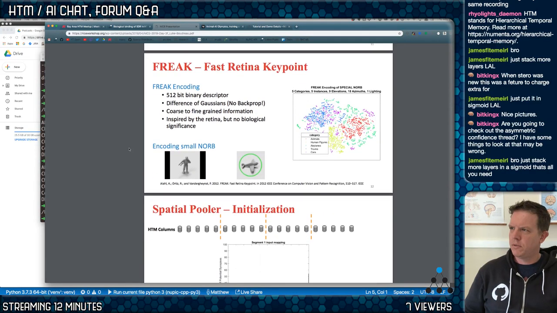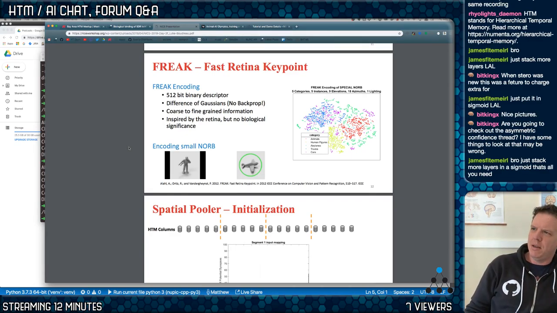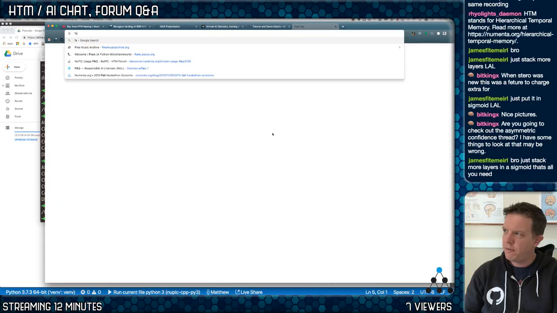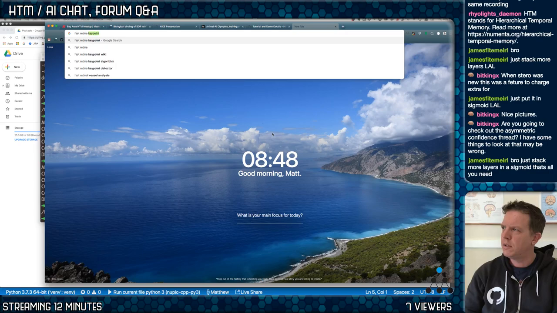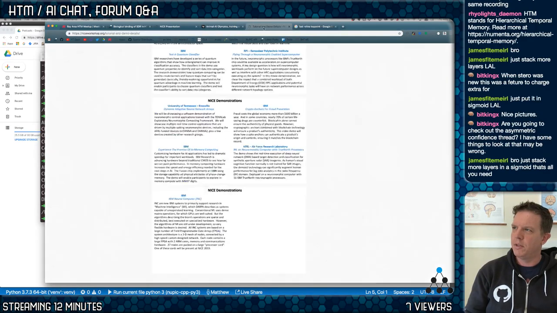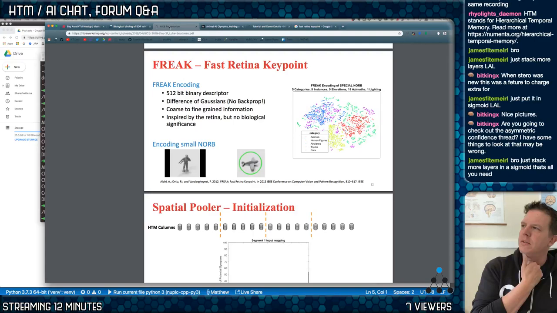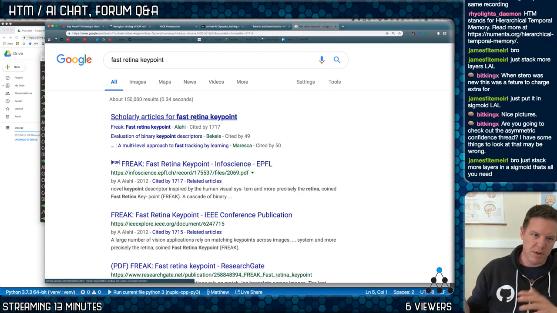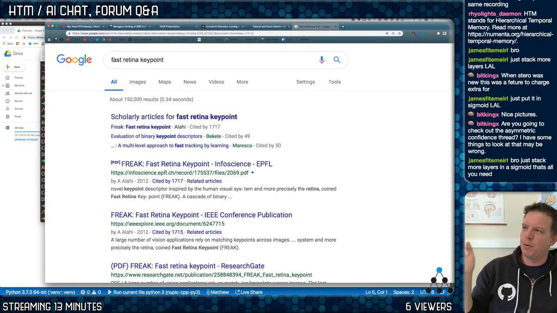Fast retina keypoint, FREAK encoding. I've never heard of this before. So we're looking at multimodal data, or no? Difference of Gaussians. I guess it's something I have to look into. Oh boy. Basically I'm going to have to read a paper. If somebody's interested in the fast retina keypoint and thinks it's a valid thing to relate to HTM, which this guy obviously does, I'm going to ask someone to explain this to me on the forum, if you want to.